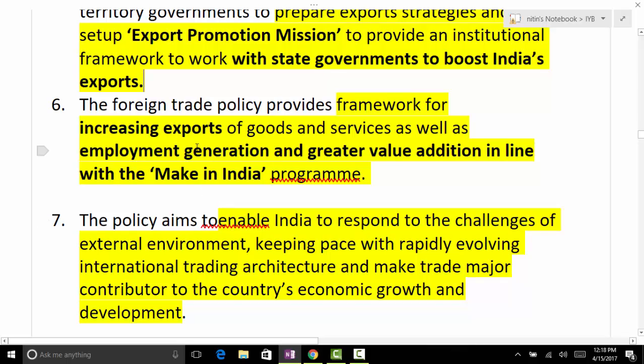So what could be the major objectives? Increasing exports of goods and services, employment generation, and greater value addition in line with Make in India programs. So even FTP should be seen as synonymous with Make in India, because the more we manufacture within India, the more it provides for exports, and finally realizes the objective of our foreign trade policy.